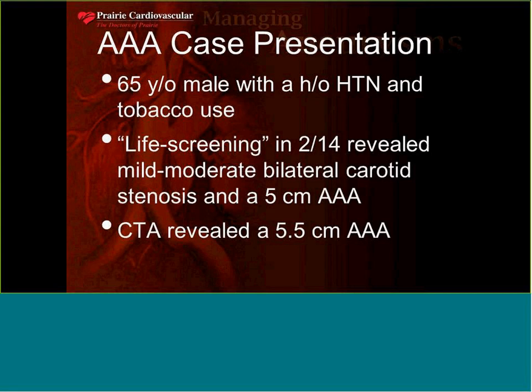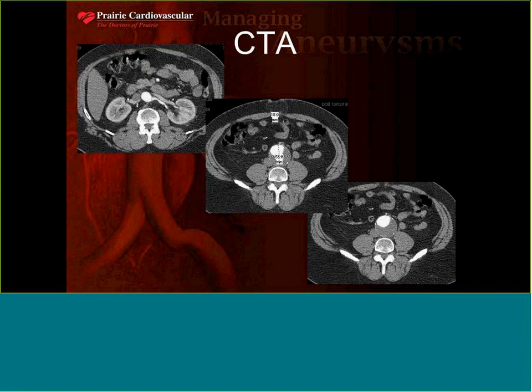So here's an example. A 65-year-old male. He's got hypertension. He used to smoke. His screening ultrasound came back, and he has a 5-centimeter aneurysm. So his practitioner did the right thing. He got a CT angiogram, and he had a 5.5-centimeter aneurysm. Here's what we're focusing on: these aneurysms are below the kidney arteries, so infrarenal.